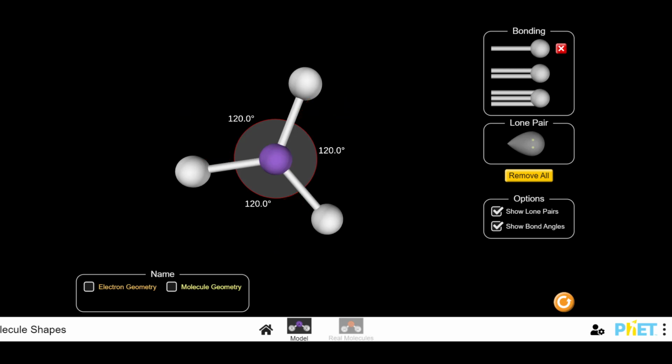So VSEPR is about how these valence electrons involved in bonds will repel each other, and that determines the overall shape of the molecule. Now let's get back to the notes. We have a lot more to do there today.